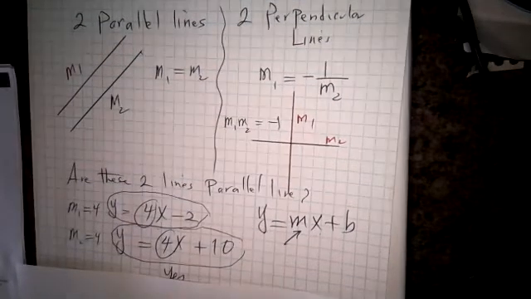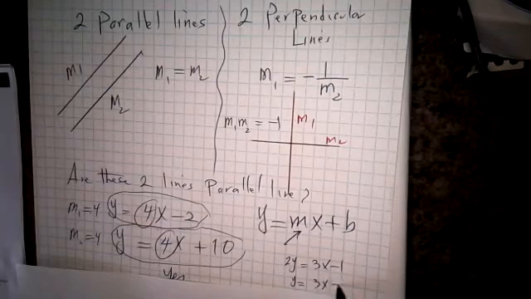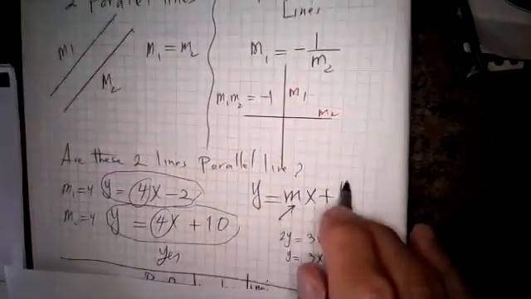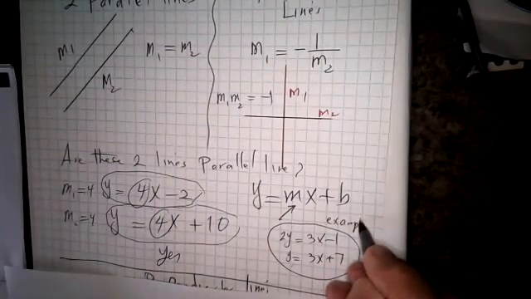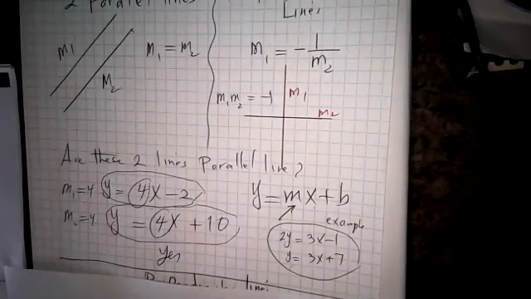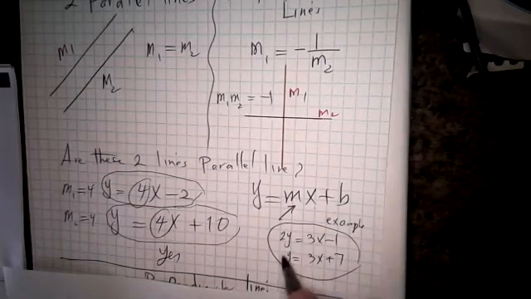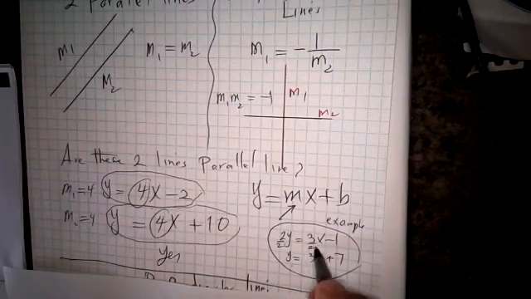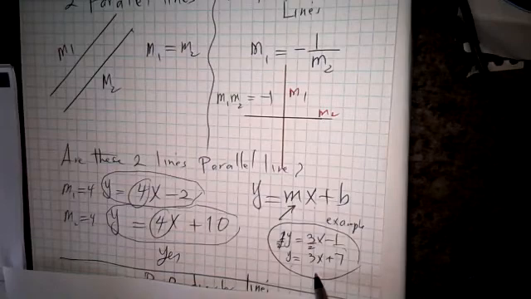Look, if I give you equations like this, 2y equals 3x minus 1 and y equals 3x plus 7. Let's look at this example here. Do these two have the same slope? No. This one is 3, but the slope of this one is not 3. Why not? Because y has to be by itself. So what you need to do is divide this by 2. Then in that case, the slope is 3/2, not 3, so be careful.